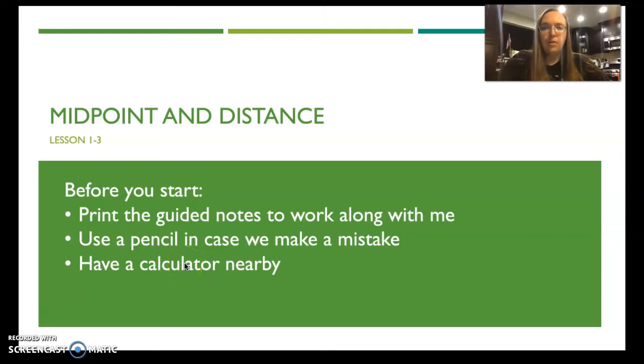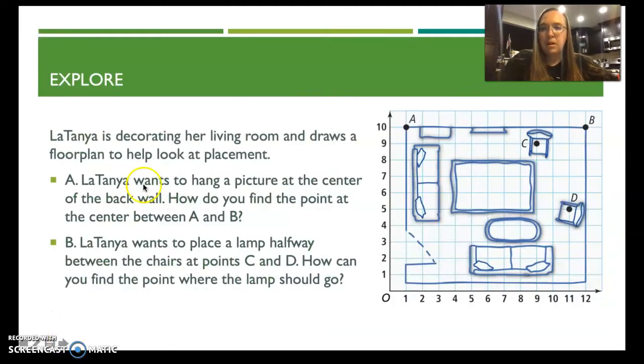We are going to work through lesson 1-3 together today on the midpoint and distance formulas. Before we get started, make sure you have those guided notes printed and ready to work along with me. Have a pencil nearby and an eraser in case we make a mistake. And have your calculator handy because there's going to be some decimals in some of these examples and you might want your calculator. So here we go, let's get started.